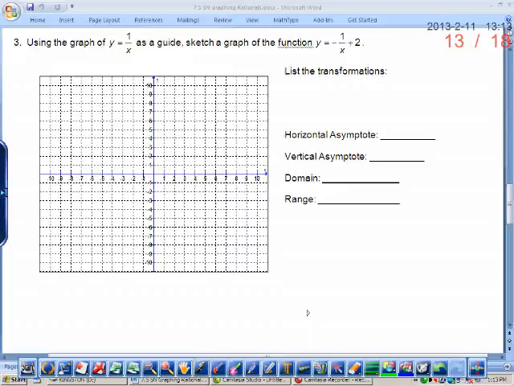All right, what are the transformations? Flip across the y. Reflect across x and up 2. Let's think about our horizontal asymptote. Is the reflection going to have any effect on that asymptote? No. What about the up 2? Yeah, so it's going to go from y equals 0 to y equals 2.